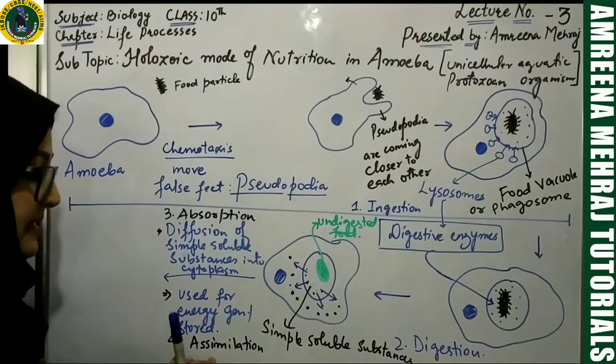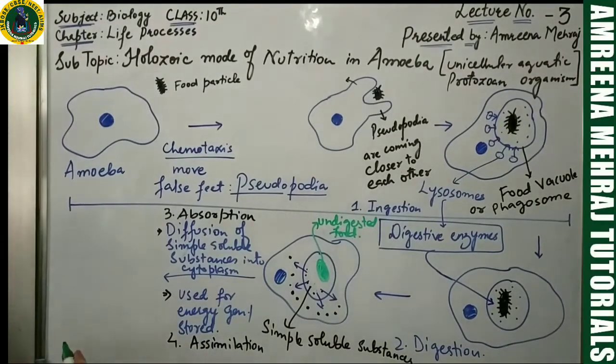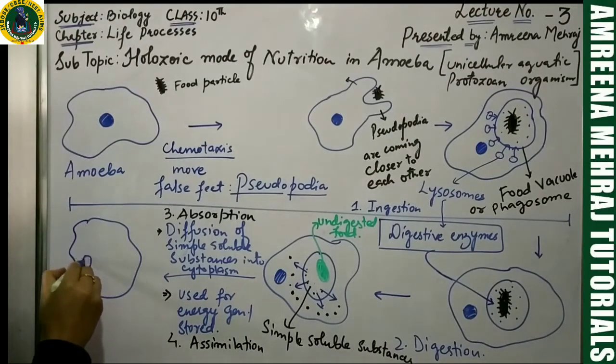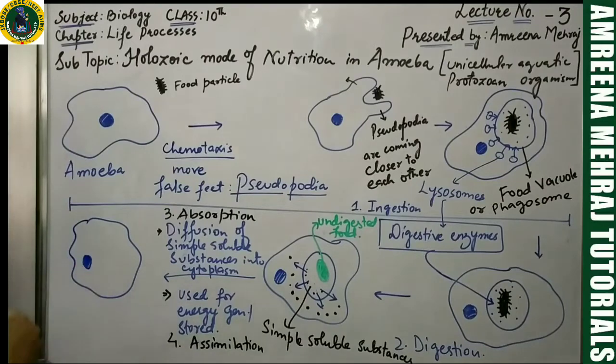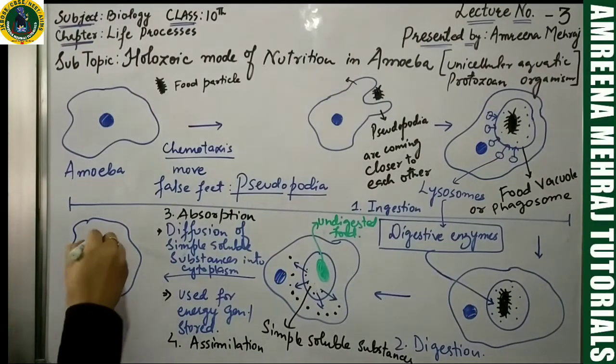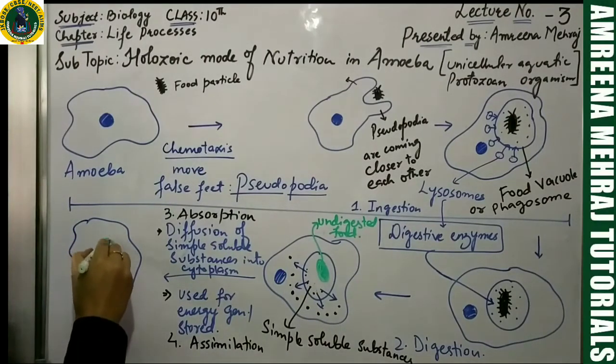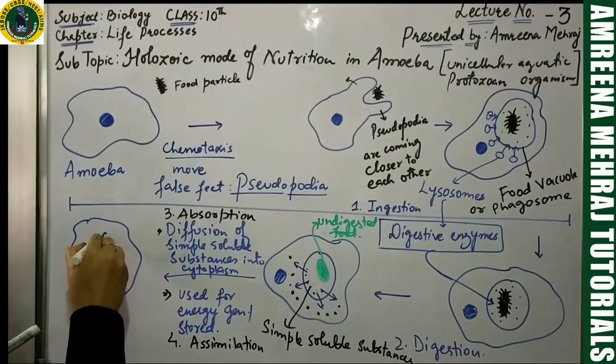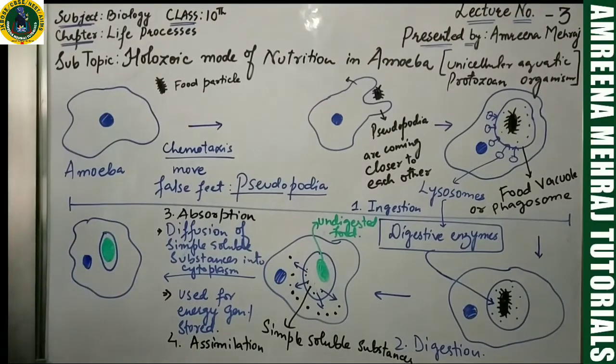That is the step of assimilation. Finally, what you have is basically the amoeba. You will have this amoeba, its nucleus, and finally, you have this undigested food within the vacuole. Okay, so you have undigested food within the vacuole.